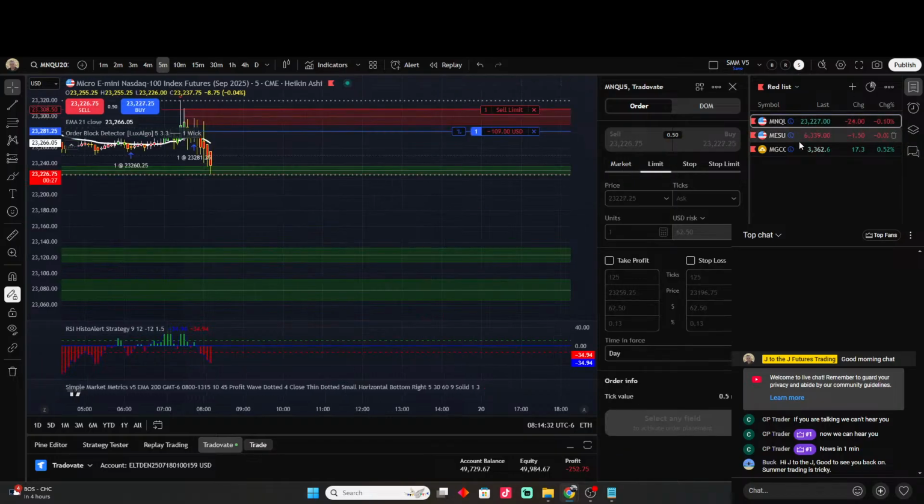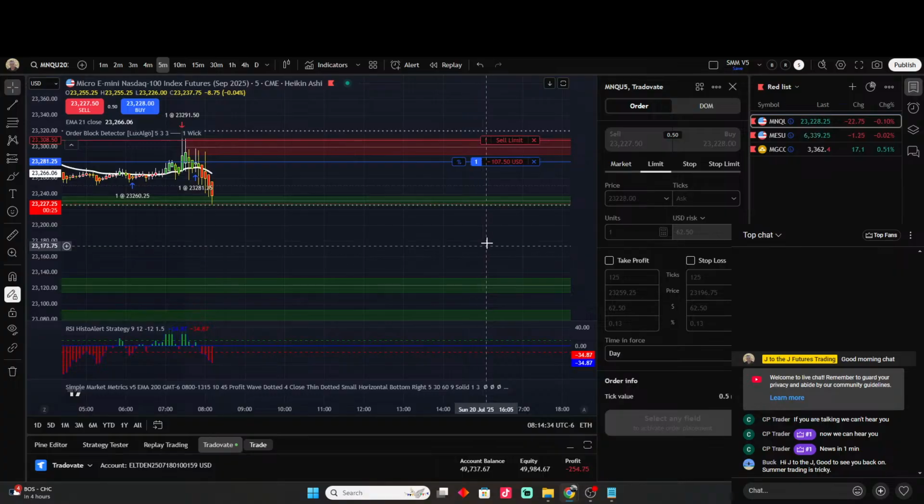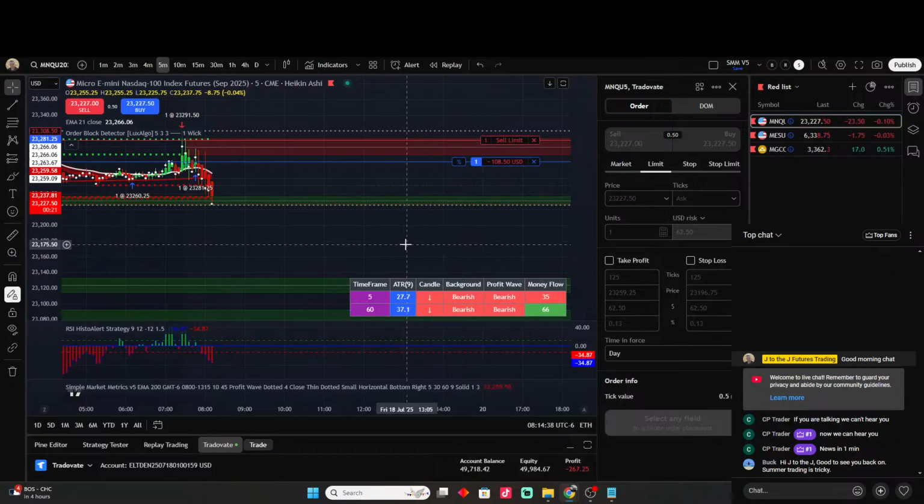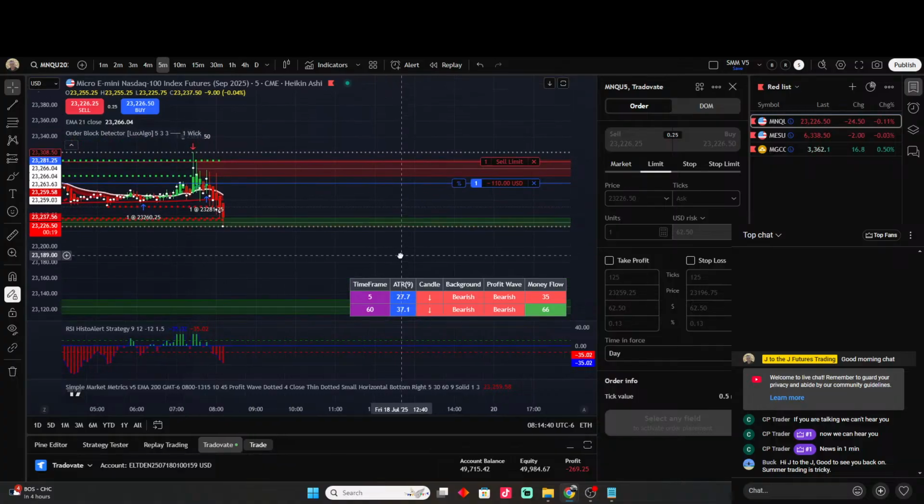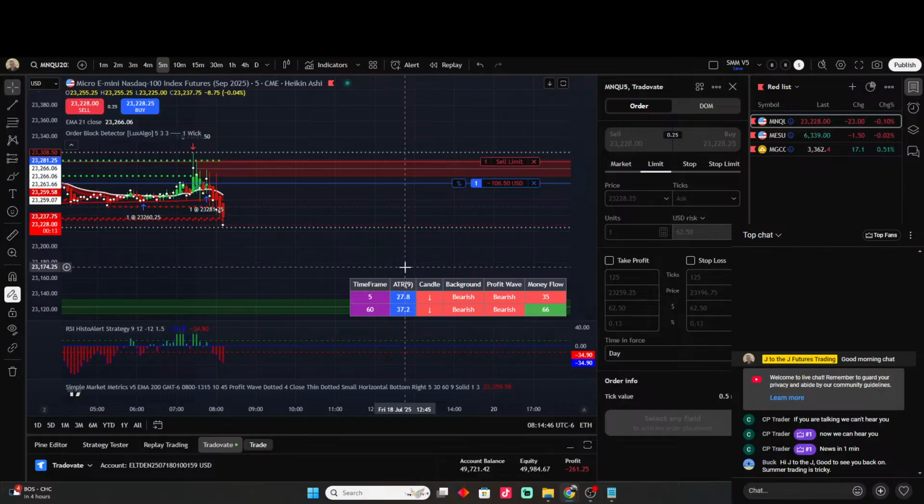NQ's probably below that. It is, it's below that now. May kill those. Let's see what happens in the next candle or two, but I may kill those. Start out with a loss.